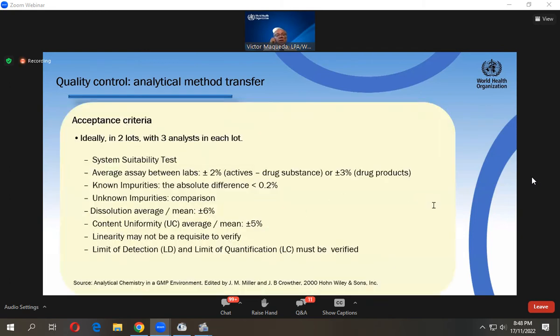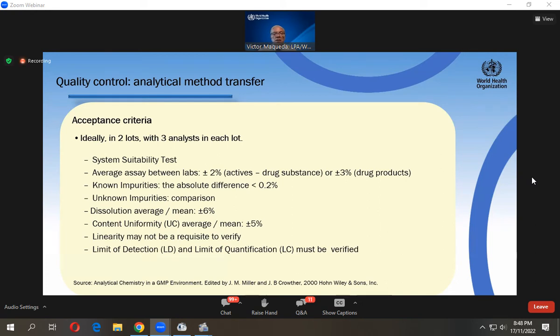Okay, so in terms of acceptance criteria, and this is taken from analytical chemistry. This is coming from the year 2000, but it's still valid. Of course, ideally, right, in 2 lots with 3 analysts in each lot. So we're testing variability, right? We want to see, and this is also typical from analytical method validation, it's taken from there. So we need to understand how the analysts are qualified. That's why we test the variability of the analysts. And we test also 2 batches.